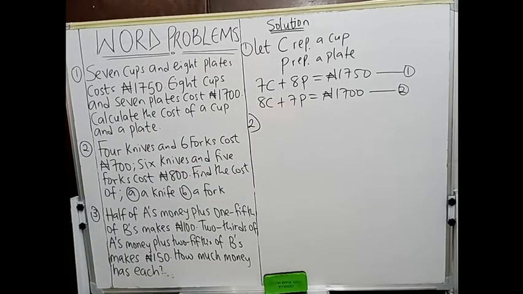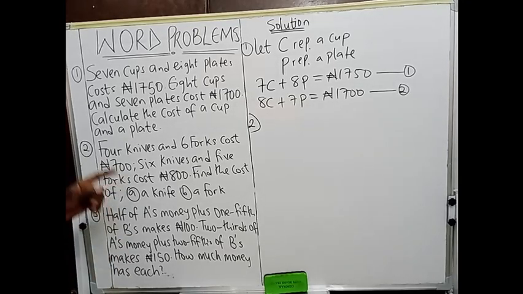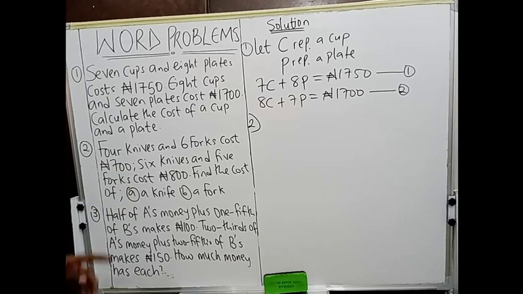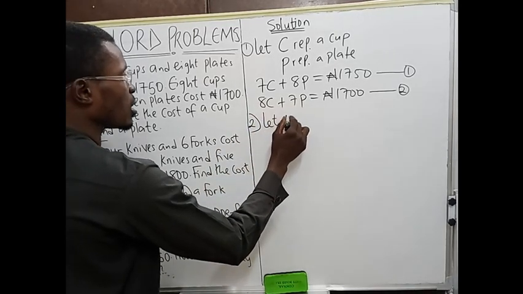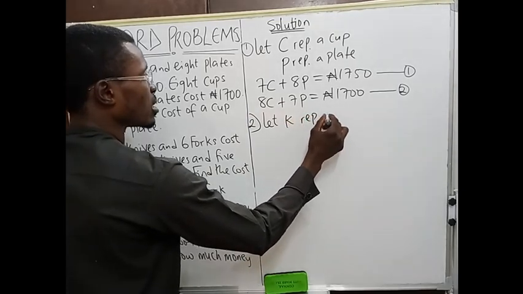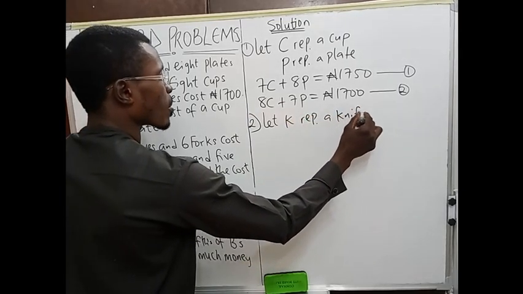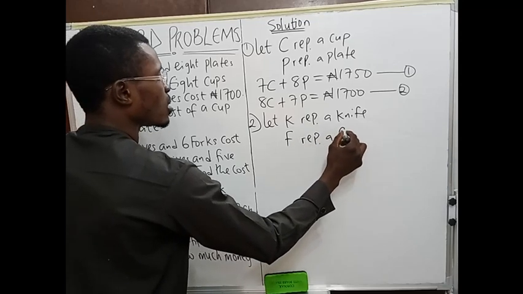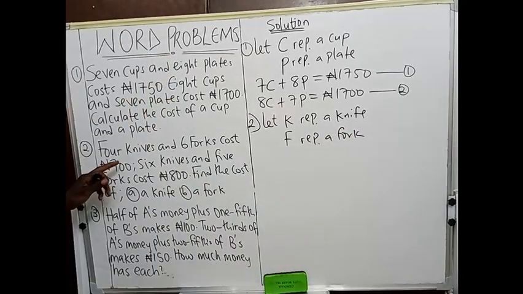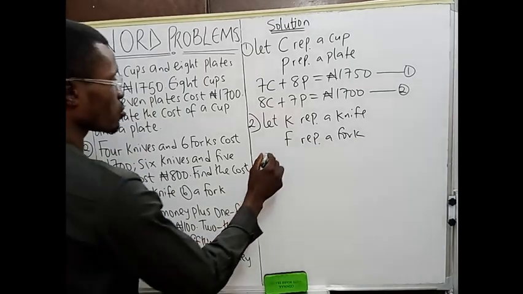4 knives and 6 forks cost 700. 6 knives and 5 forks cost 800 naira. Find the cost of a knife and a fork. We let K represent a knife and F represents a fork. Okay? 4 knives and 6 forks cost 700.